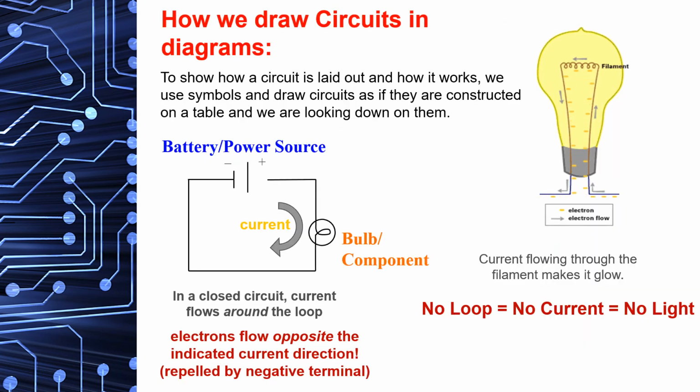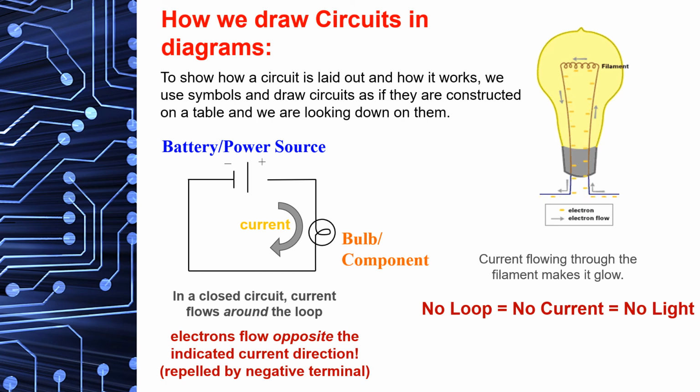Now, when we want to draw a circuit so that we can analyze it and see how it works, we do that using a special kind of diagram called a circuit diagram. We pretend that we're building the circuit on a tabletop, and then we're looking down at the actual circuit as it's constructed. And we use a whole bunch of special symbols to represent the different components or parts or objects that are present in our circuit. A couple of common ones are right on this page here.